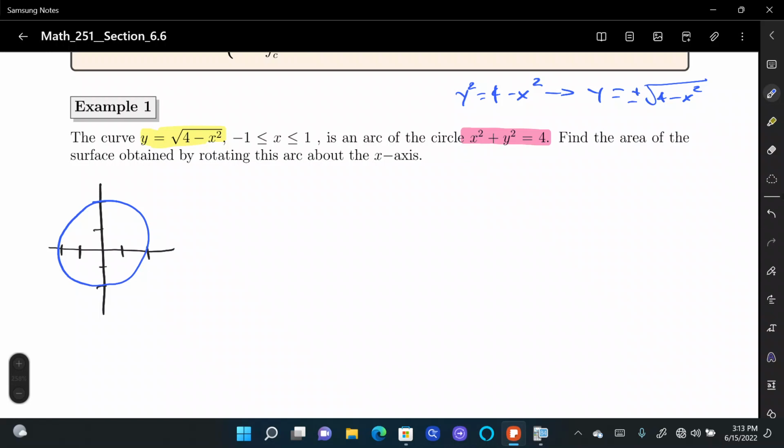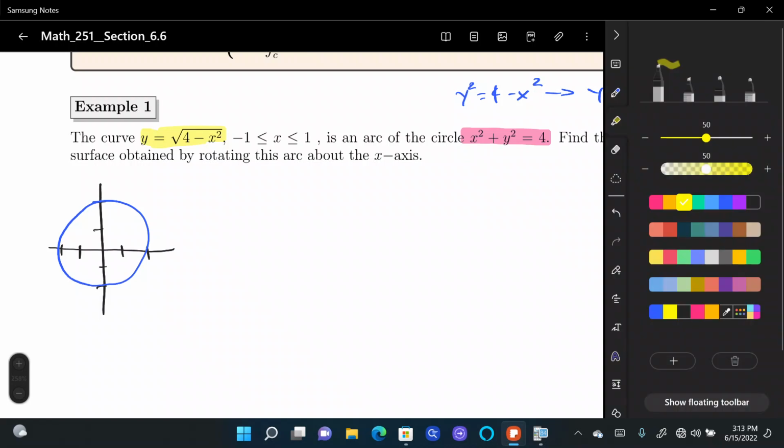In this case, we don't want the lower semicircle, we only want the upper semicircle, because this is implied to be a plus. Also, they're giving us another condition here. The other condition is that the limits of integration have to go between -1 and 1, not from -2 to 2. So let's take that also into consideration.